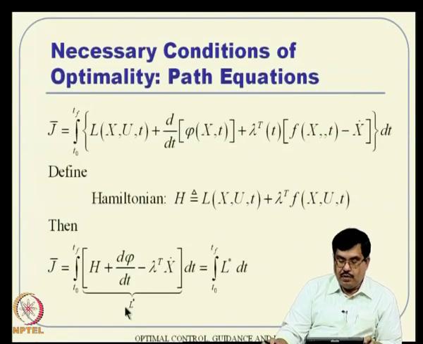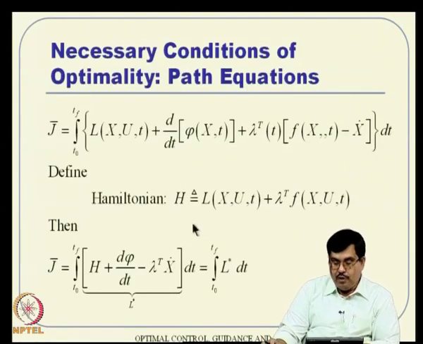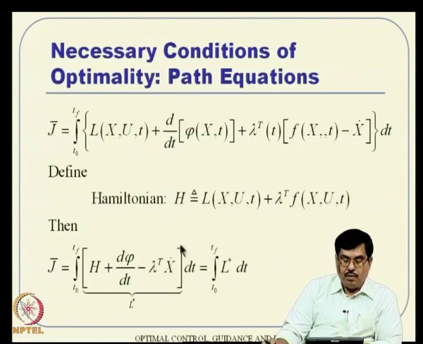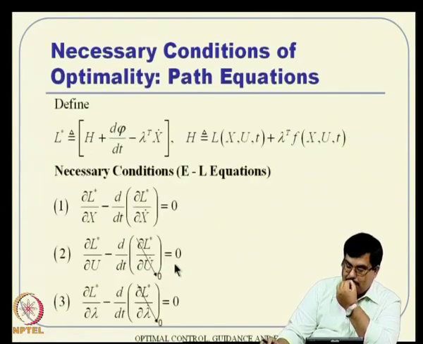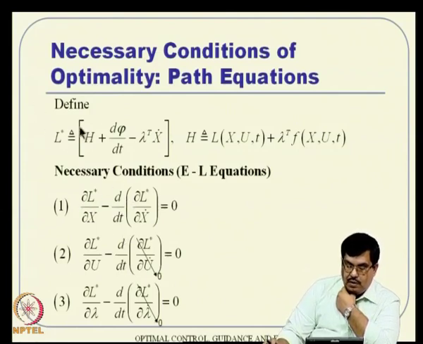But what is L star, I mean what is Hamiltonian and all? Remember, Hamiltonian is a function of x, u and lambda, and L star is also a function of x, u and lambda. So, we have to apply the EL equations thrice, once with respect to x, once with respect to u, and once with respect to lambda. Alright, so we will do that, and then just to summarize, L star is defined like this, where H is defined like that. H is L plus lambda transpose f, where L star is nothing but H plus d phi by dt minus lambda transpose x dot.